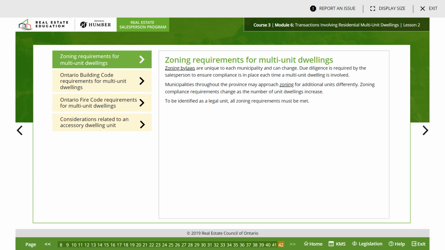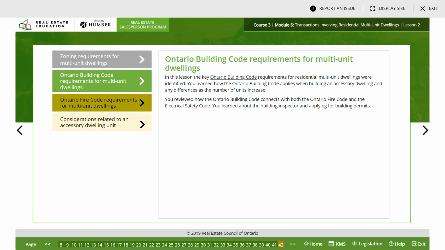Due diligence is required by the salesperson to ensure compliance is in place each time a multi-unit dwelling is involved. Municipalities throughout the province may approach zoning for additional units differently. Zoning compliance requirements change as the number of dwellings increase. To be identified as a legal unit, all zoning requirements must be met.